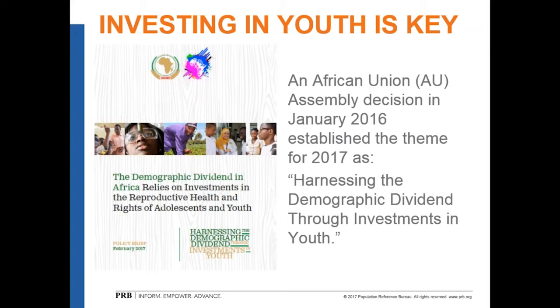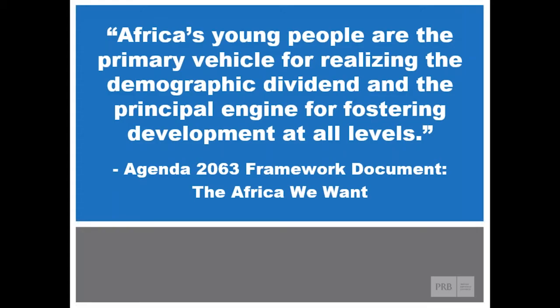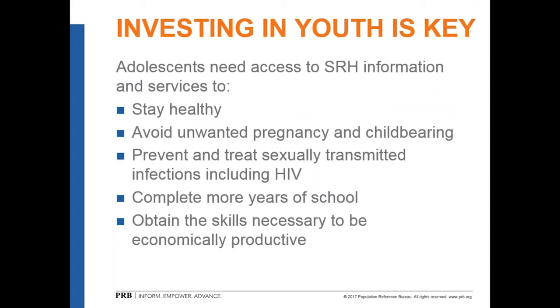So in late 2016, PRB partnered with the African Union Commission to create a document outlining why investing in youth sexual and reproductive health is key and what types of investments policymakers should consider. The brief also covered how these investments contribute to larger goals of a more educated, productive, and economically stable population. This is one of the quotes from Agenda 2063 that's included in the brief. Africa's young people are the primary vehicle for realizing the demographic dividend and the principal engine for fostering development at all levels.